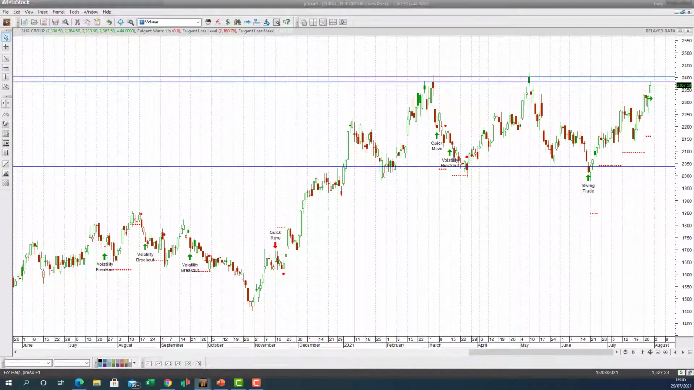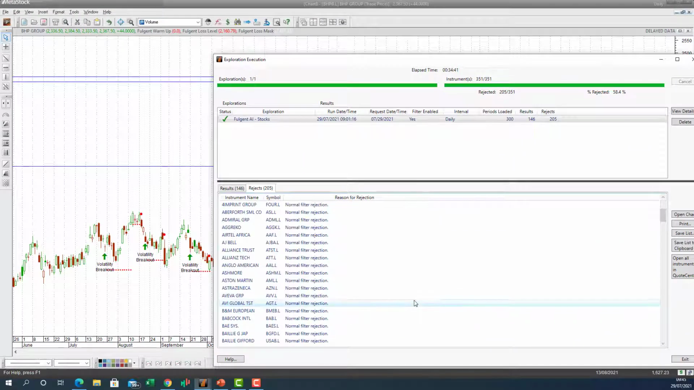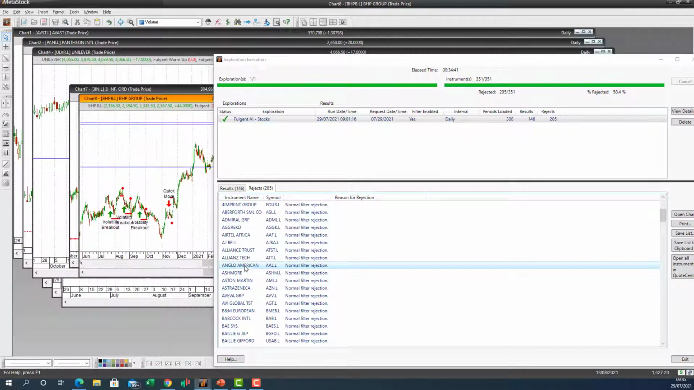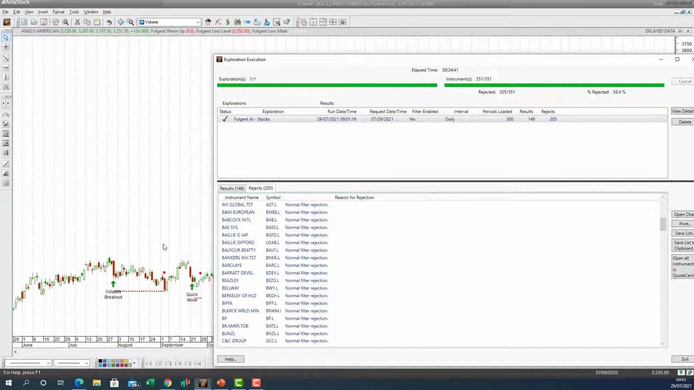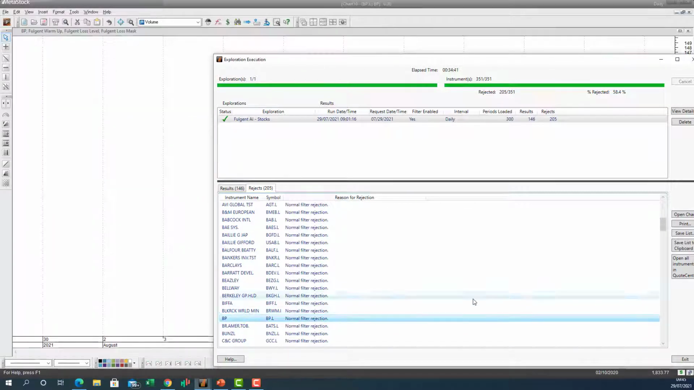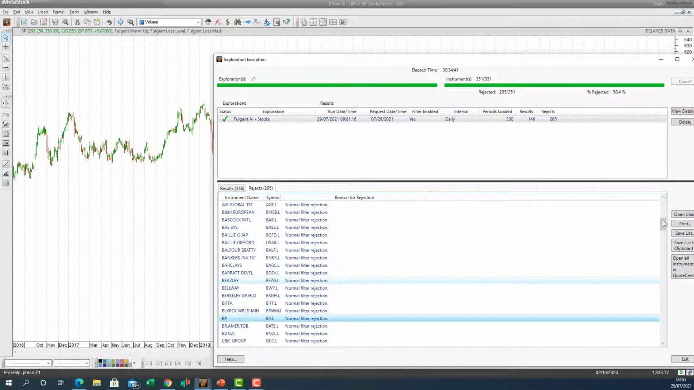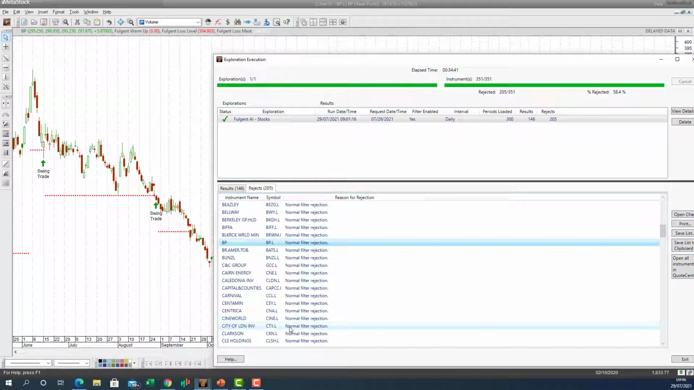If we're going to look at some of the rejects there, we'll load Anglo American and Royal Dutch Shell. I'm also looking for that one there. BP would be the other one to have a look at, one of the large caps. Let's see there, and Barclays also will be interesting.